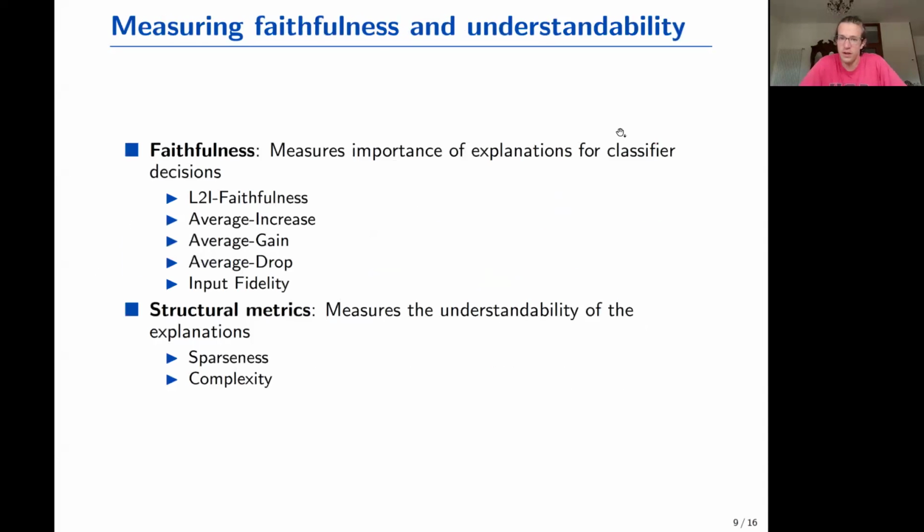To measure faithfulness and understandability of the generated saliency maps, we use two sets of metrics. One set is related to faithfulness, which measures the importance of the explanations for the classifier decision. And the other set is related to structural metrics that aim to measure the understandability of the generated explanations.